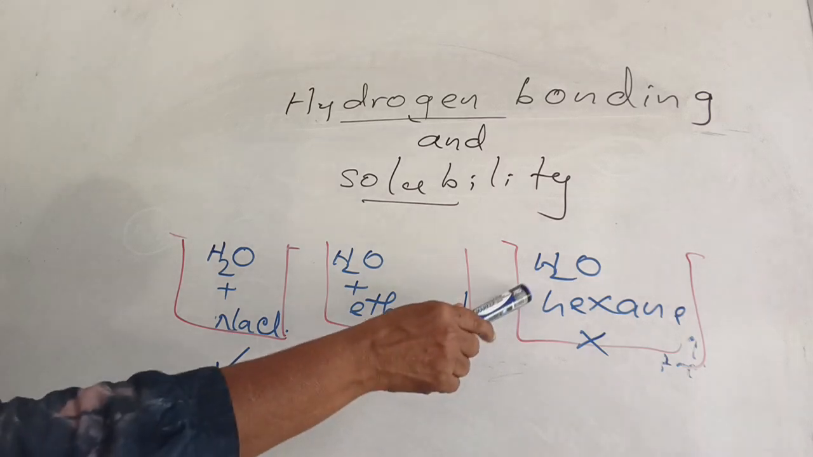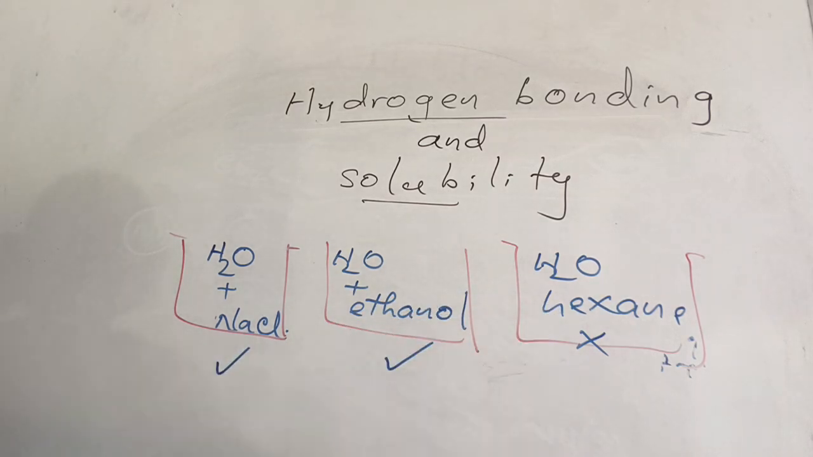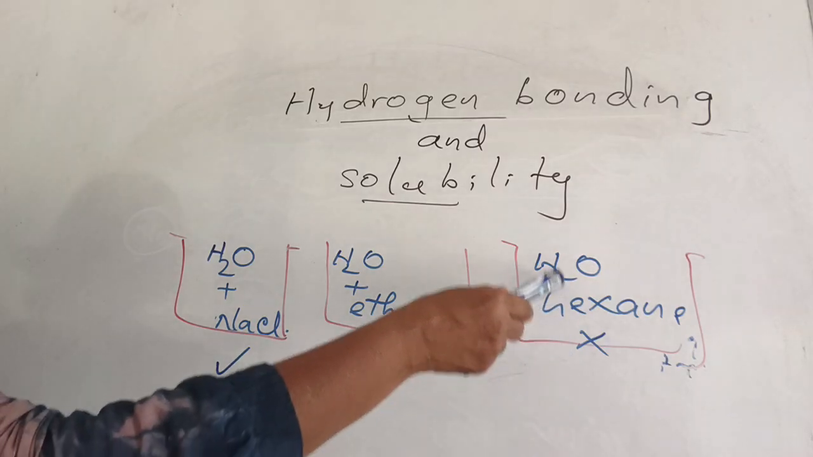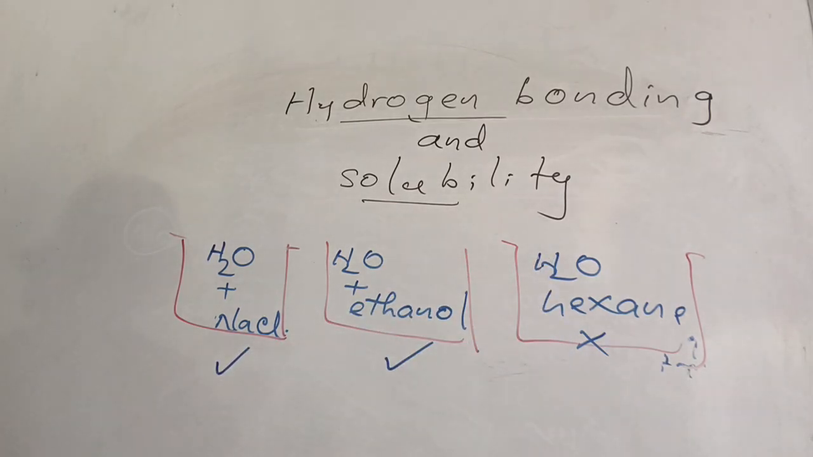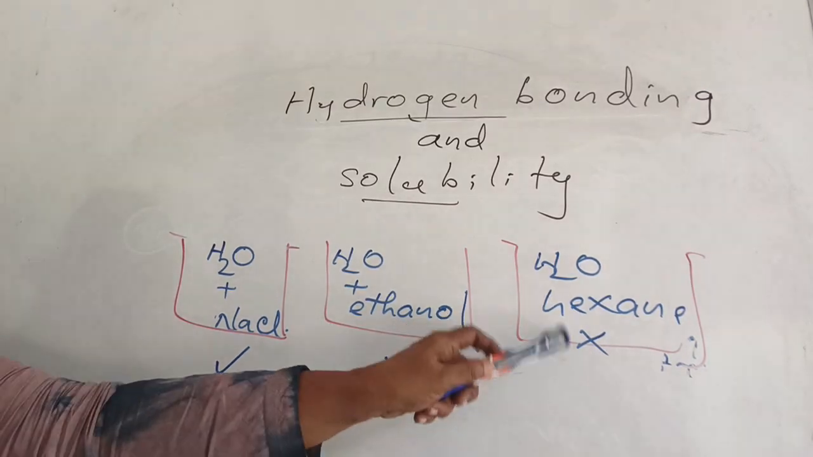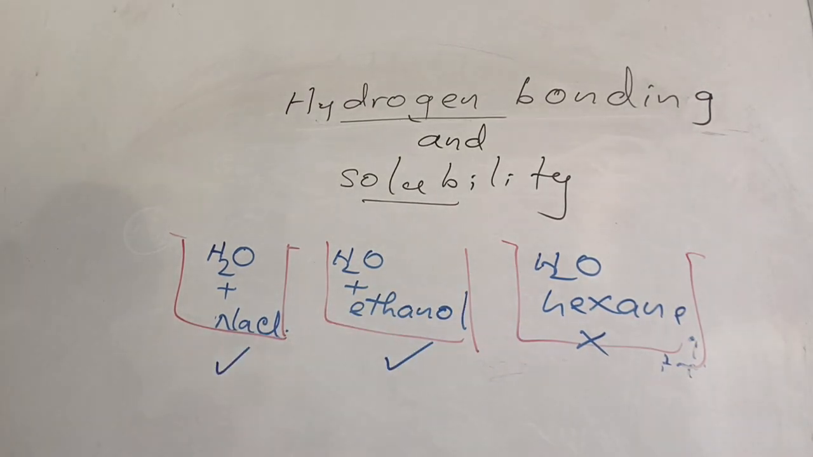So this produces two different layers. Instead of hexane, you can use some gasoline. A small quantity of gasoline can be added into water. You can see it is not mixing, so these are immiscible and do not dissolve in each other.